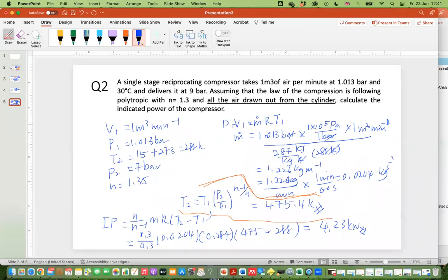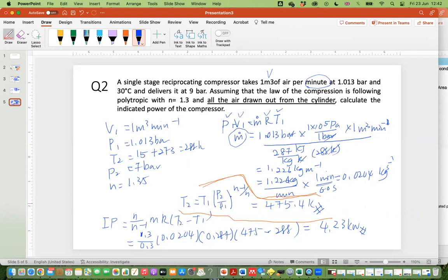First, we can use PV equals MRT to find the M because we don't have M, we only have the V. We have the V, the P, the R and the T1, so we are able to get our M. But what we get is per minute. Can you see it's per minute? Don't forget to divide by 60 to change it to per second.